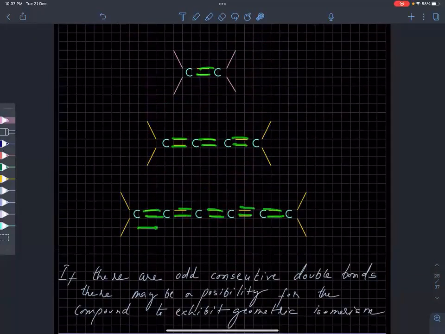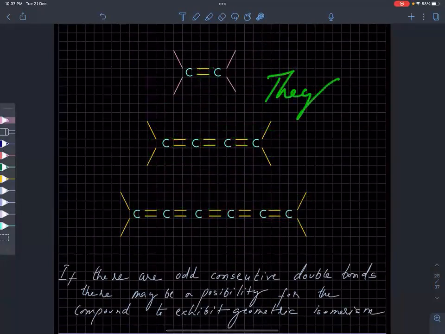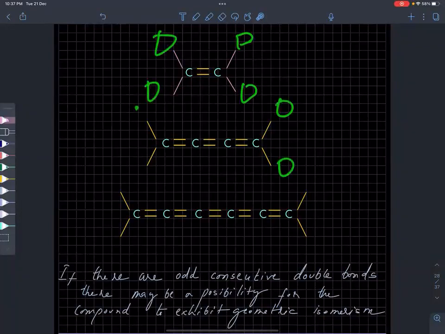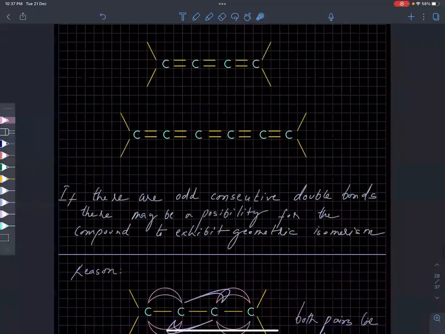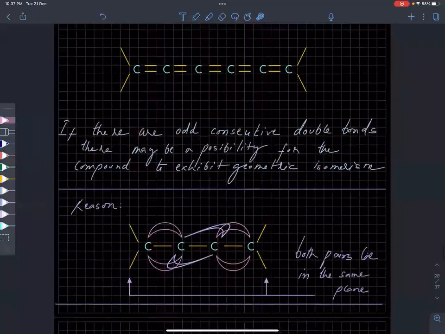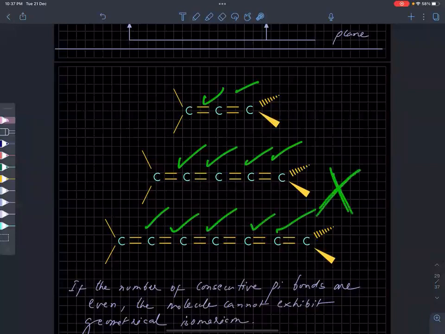Now, whenever you have one double bond, or 3 consecutive double bonds, or 5, 7, 9 double bonds, an odd number, they may show geometric isomerism. When will they show it? When obviously 2 different groups are attached here and 2 different groups are attached here. Clear? Whenever you have an even number of double bonds, 2, 4, 6, this will not show geometrical isomerism.